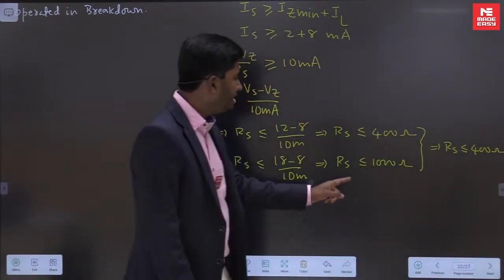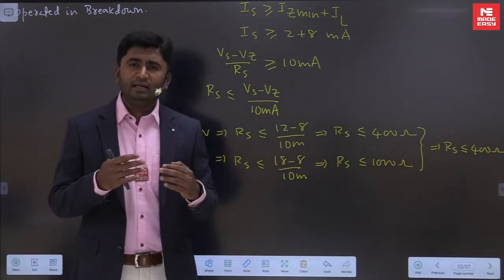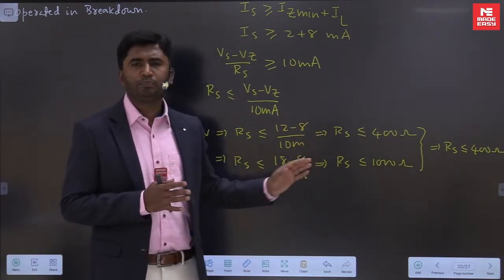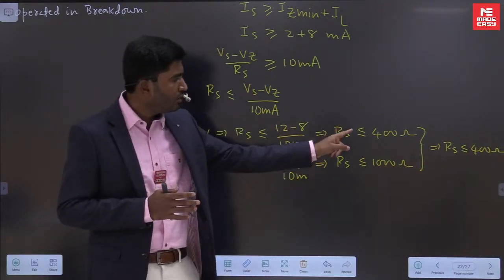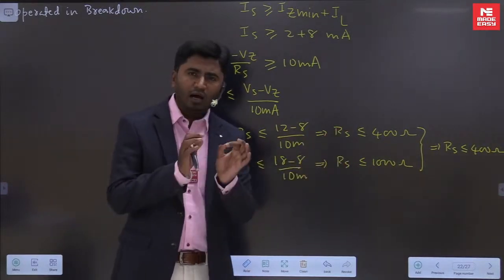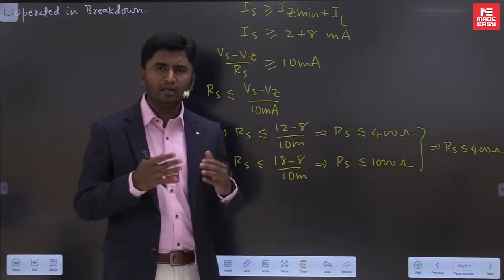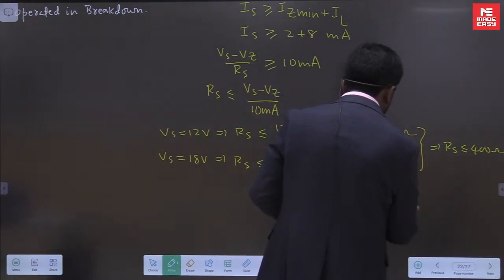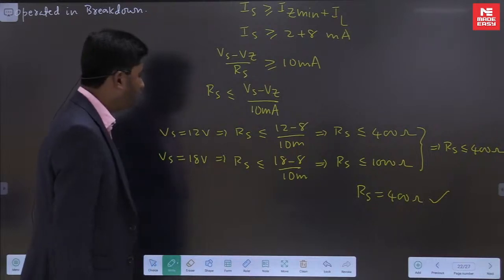Okay, it is a less than inequality, and you know very well, when there is a less than inequality, we should select smaller of the two values. So in this question, Rs should be less than or equal to 400 ohms. So we can take Rs equal to 400 ohm. That will be a correct value. Rs equal to 400 ohm.